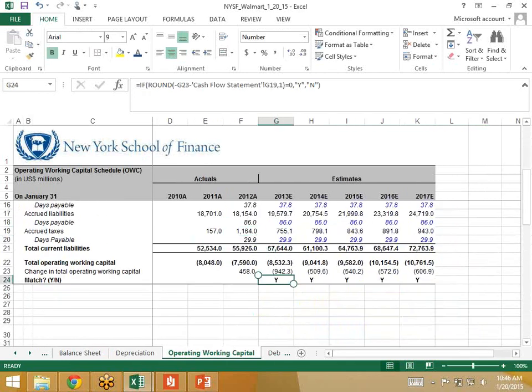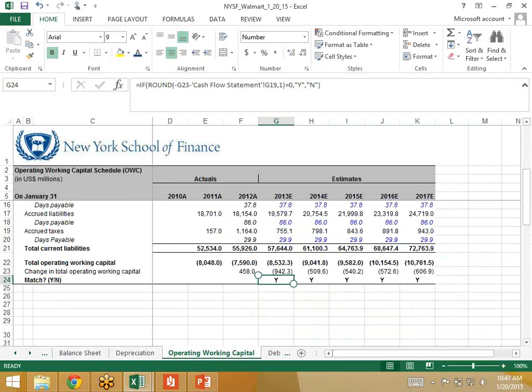And if everything is done properly, the match at the bottom should go from no to Y, meaning you've done everything properly. This is one of several matches we'll have in the model that will help error-proof the model. It'll cover a lot of very common mistakes. One of the most common mistakes is subtracting things the wrong way. You're pulling things from the balance sheet into the cash flow statement the wrong way, showing an increase in an asset as cash coming in when it should be cash coming out. And this match avoids that problem.